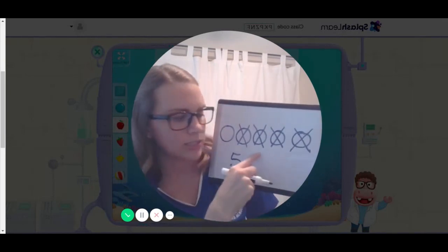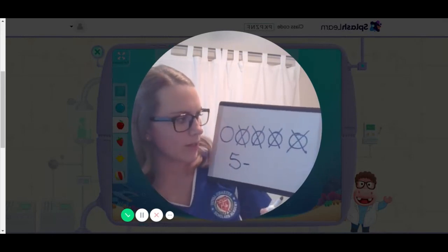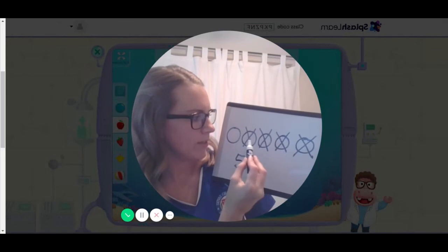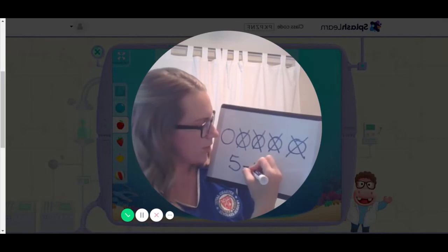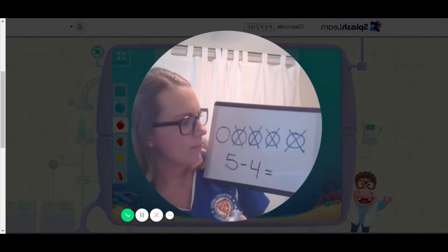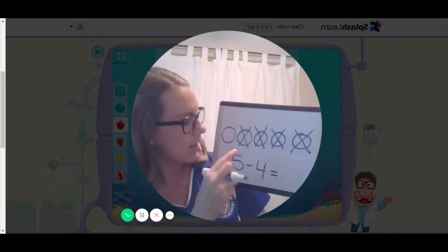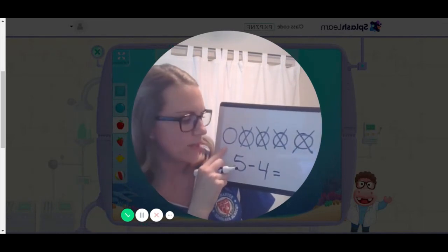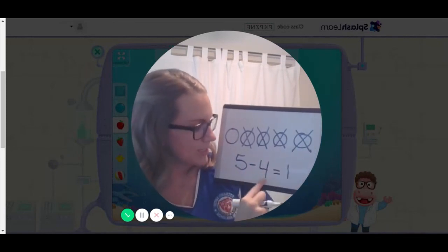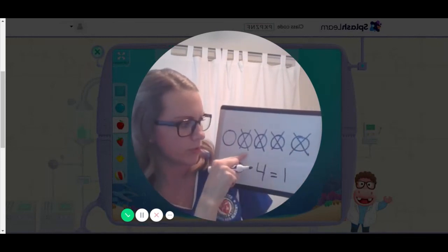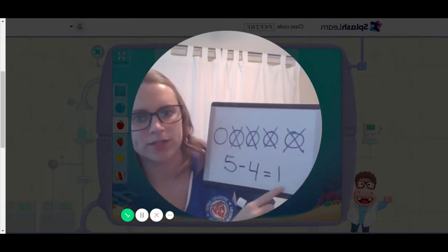And then somebody took some away. So I have to use the minus sign to take away how many? How many did they take away? Well, I see an X here, here, here, and here. So how many is that? 1, 2, 3, 4. They took away 4. And then because they took away 4 of my 5, how many circles are left? I only see 1 left right here, right? So that's how many I have left, is just 1. So 5 circles minus 4, because they took away all of these 4, and I only had 1 left. So 5 minus 4 equals 1.